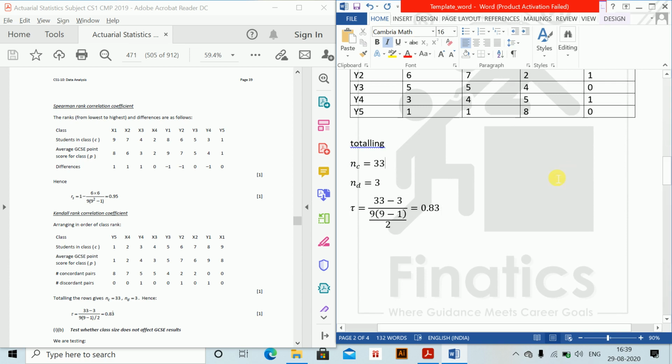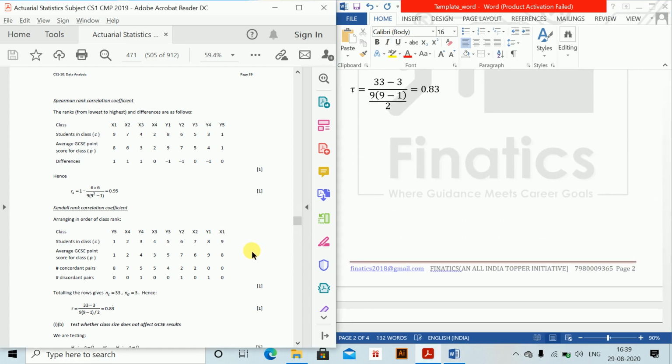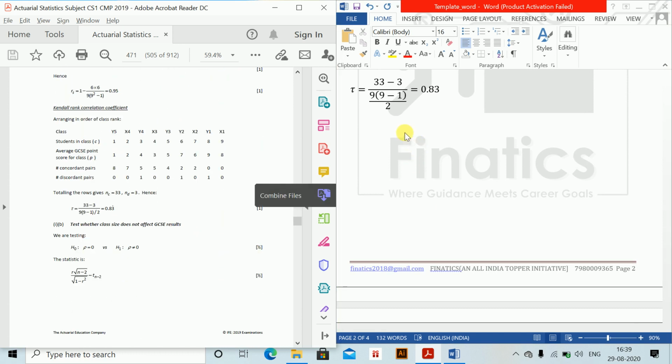Okay, and the last part says test whether the correlation class size matches. So let's come down. Test.